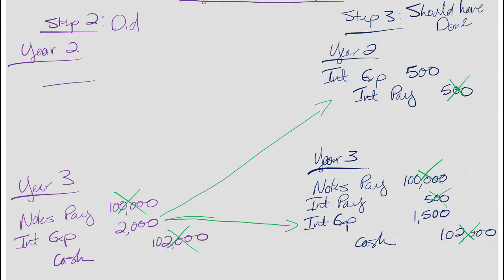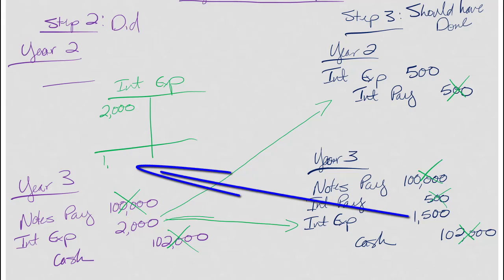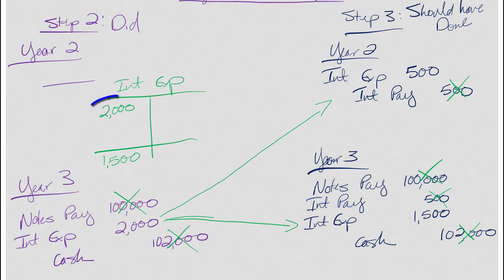Well, let's start with interest expense in year 3. It's at 2,000. I want it to be at 1,500. So to get from debit of 2,000 to a debit of 1,500, I need a credit of $500. Well, that credit of 500 matches up with what I should have done last year.